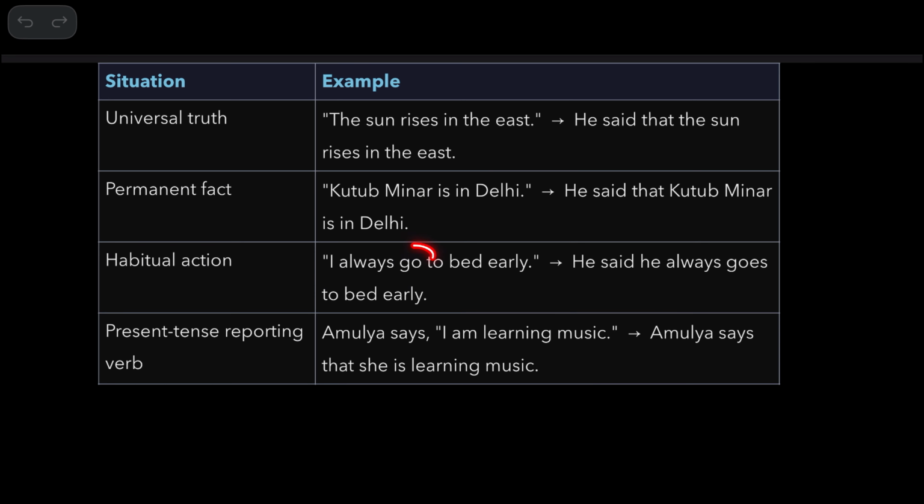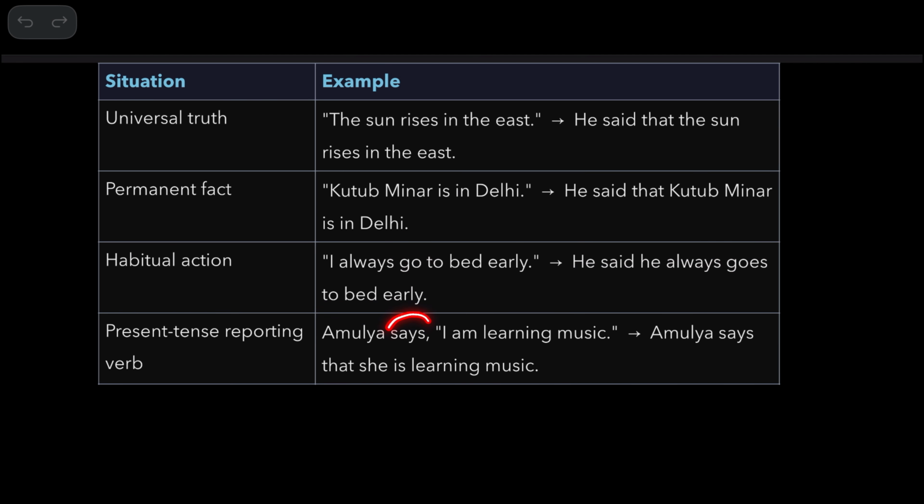Here, go is a present tense. It is a habitual action. So he said he always goes to bed early. So it remains still in the same present tense.